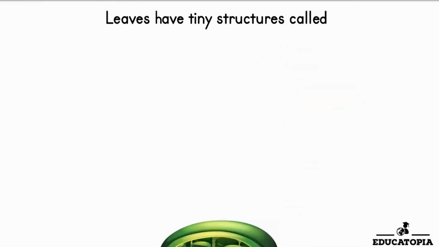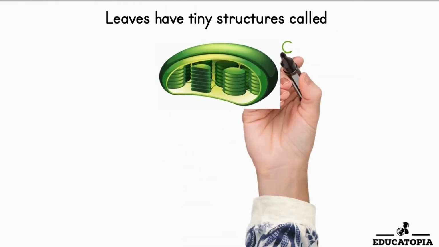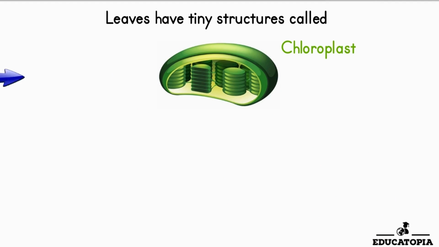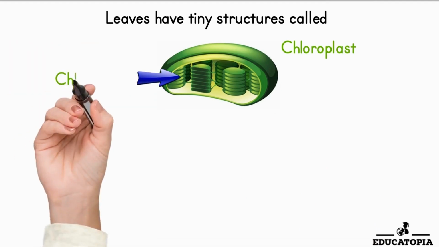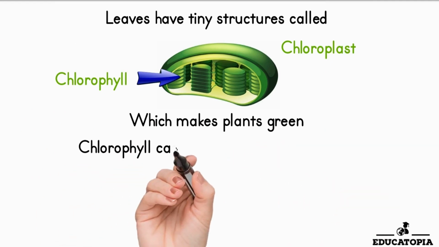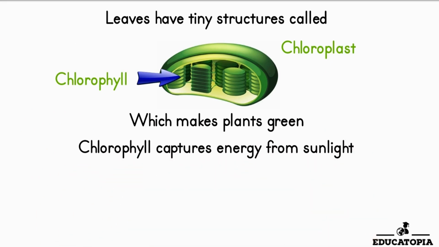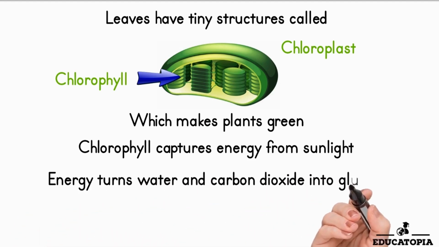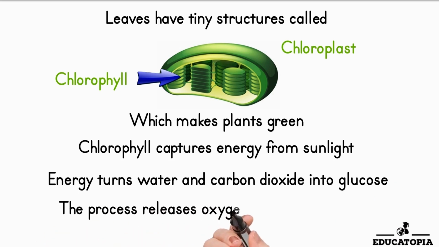Inside the leaves of plants, there are tiny structures called chloroplasts. These chloroplasts contain a pigment called chlorophyll, which gives plants their green color. When sunlight falls on the leaves, chlorophyll captures its energy. This energy is then used to convert water from the roots and carbon dioxide from the air into glucose. The process releases oxygen as a byproduct, which is pretty amazing since it's the oxygen we breathe.